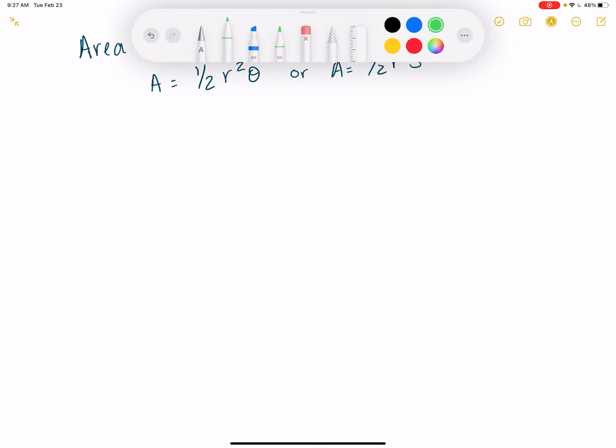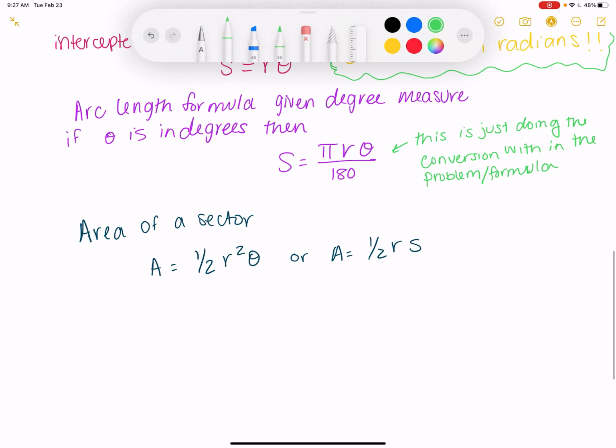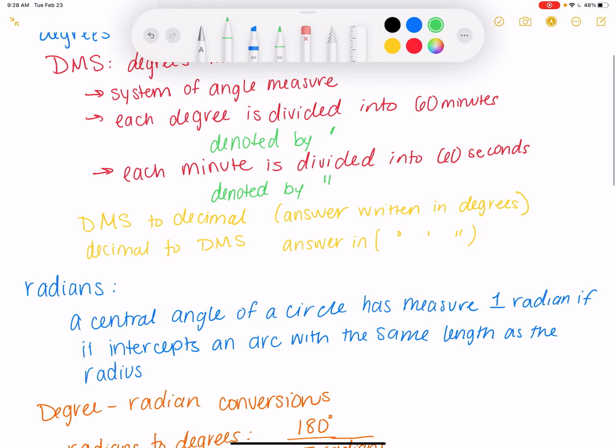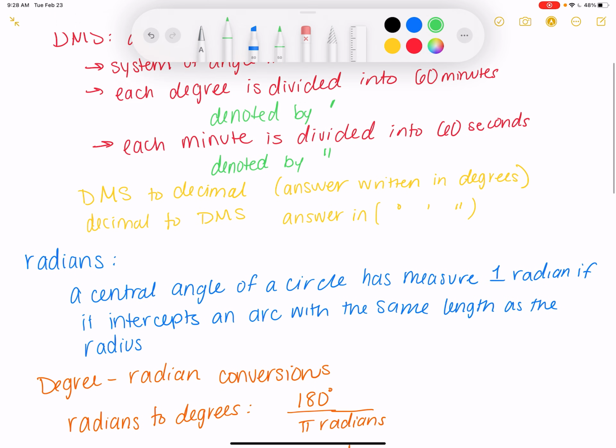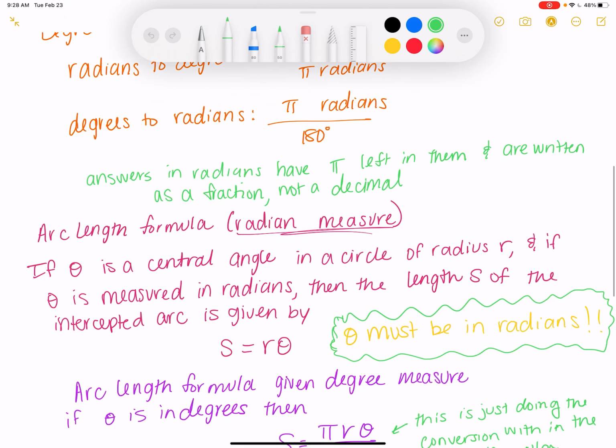Alright, so we started out with the notes. We had a new method that you probably haven't seen before, the degrees, minutes, seconds system of measuring angles. Each degree is 60 minutes, each minute is 60 seconds, and so we have to do a lot of converting, which means a lot of dividing by 60 or multiplying by 60, as the case may be.